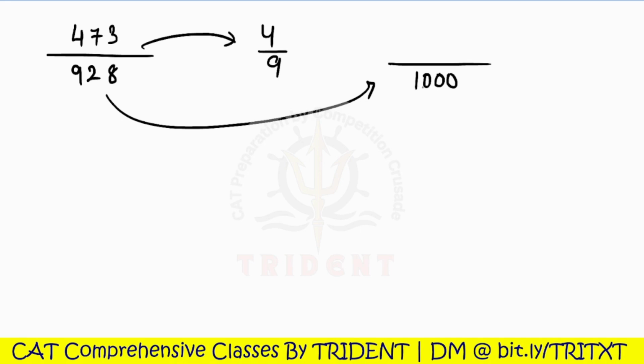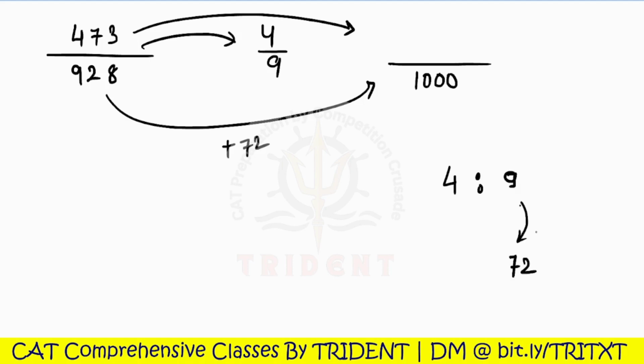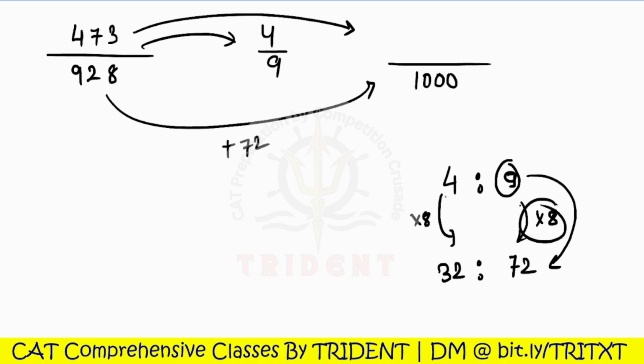So I'll add 72, that makes it 1000. So I have added 72 into this thing. So in the numerator, how much is it that I'll be adding? Can you understand this now? In the denominator, I have added 72, which is 9 8s are 72, a multiplying factor of 8. So in the numerator, I'll be adding 32, which is exactly the same. So the same multiplying factor, 4 8s are 32. So I'll be adding 32 to this number.